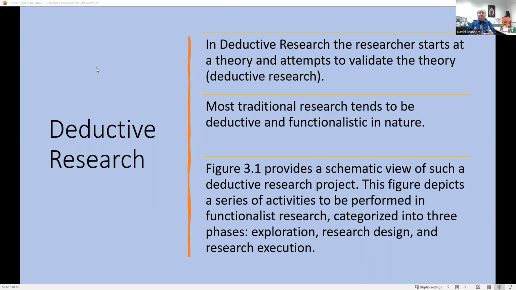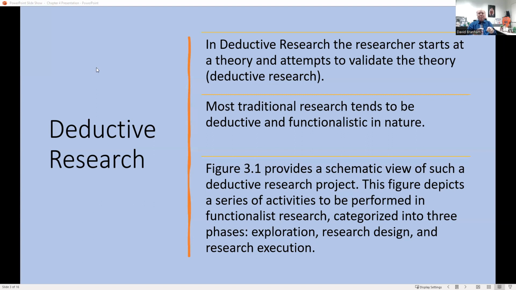It's the typical kind of research that we do. A lot of it is statistically based, although you don't have to do it in a statistical manner. There's other methods like case studies and so forth. But that is the main crux of what we do in social sciences. Most traditional research tends to be deductive and functionalistic in nature. It's not unusual for us to do this.